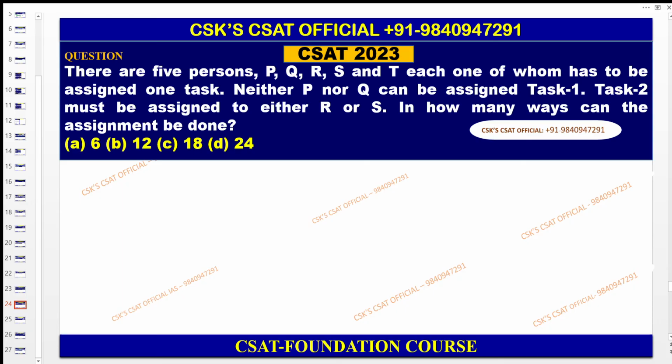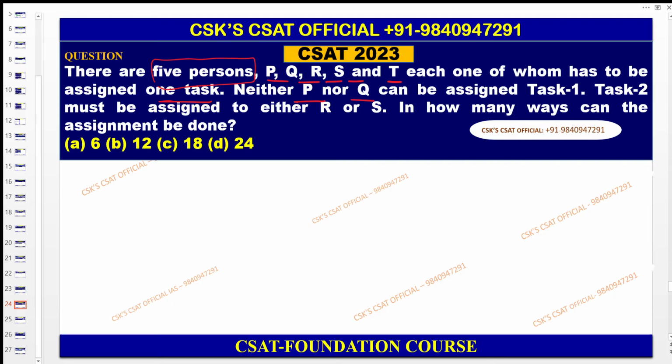Check this question. There are 5 persons P, Q, R, S and T. Each one of whom has to be assigned one task, so therefore 5 tasks totally. Neither P nor Q, right? Here they are using P, Q, R, S, T. In 2015 they generally mentioned it as 5 persons, but here they are specifically mentioning P, Q, R, S, T.